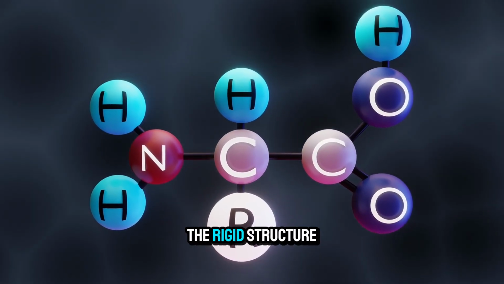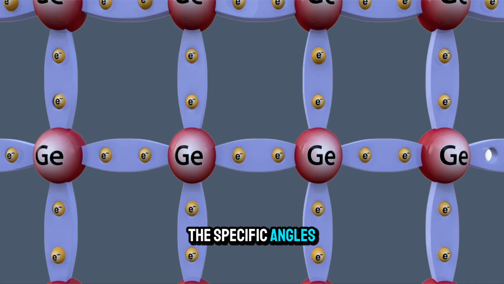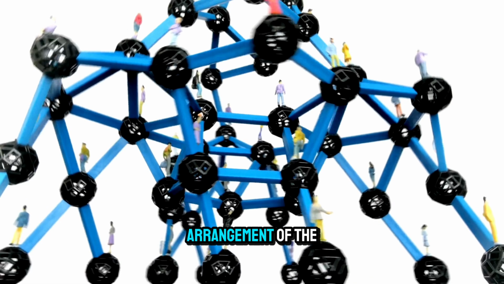But in ice, the rigid structure, the specific angles of the hydrogen bonds, force the molecules apart into a more open lattice. The order creates space. The structure is less efficient at filling volume than the random arrangement of the liquid.